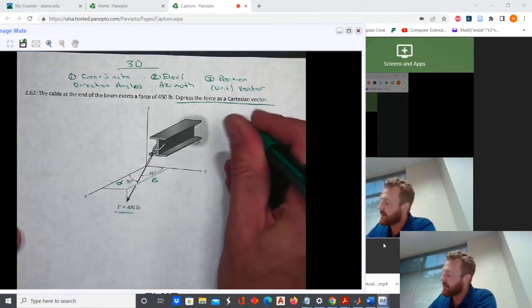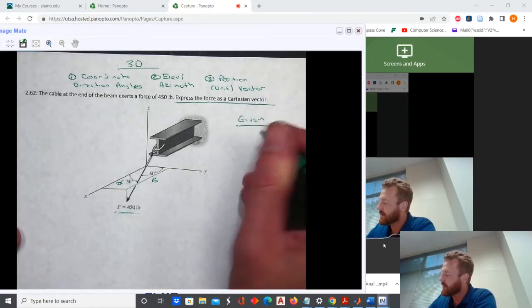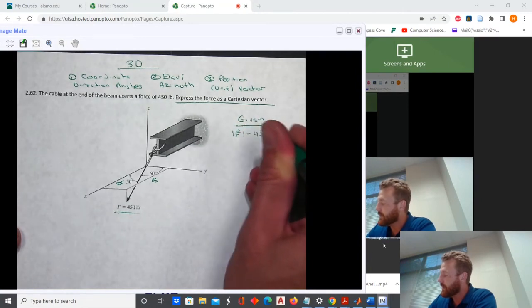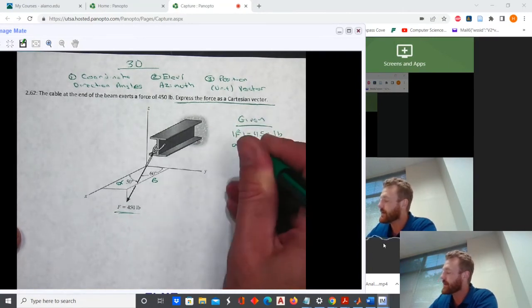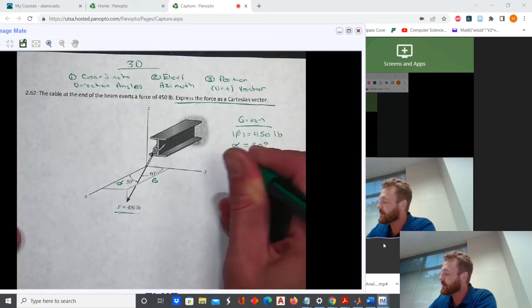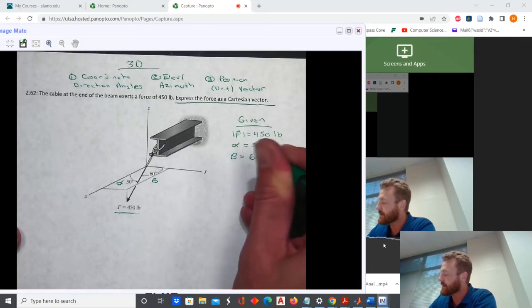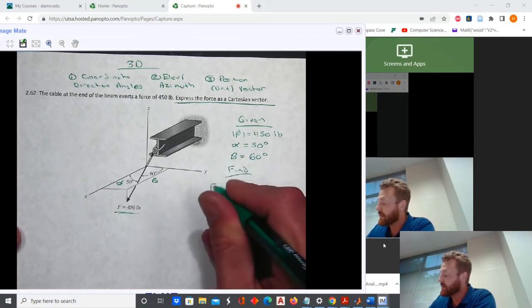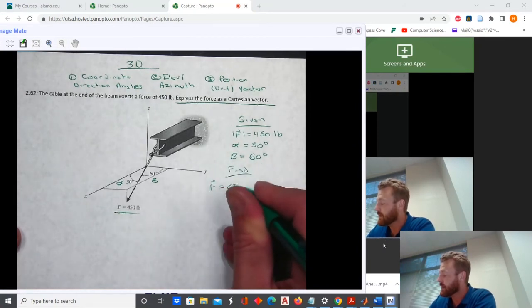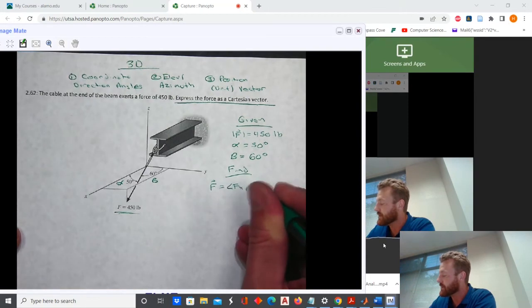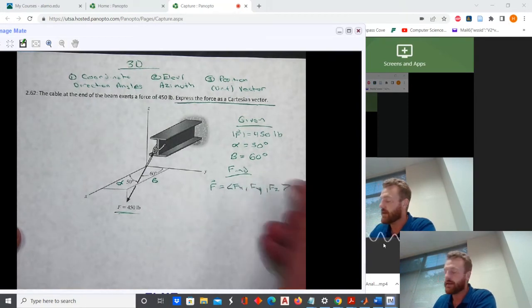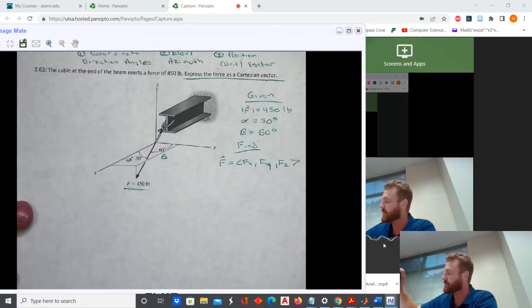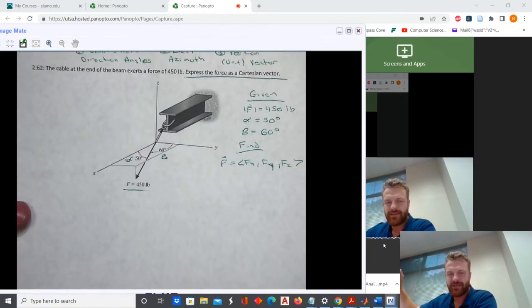So really, what this problem boils down to is, if we're given that the magnitude of this vector is 450 pounds, that the coordinate direction angle for the x-axis is 50 degrees, and for the y-axis is 60 degrees, what we ultimately want to do is write this vector in Cartesian form, which means decomposing it into x, y, and z components. But in order to do this, we're going to need to find gamma. So the first question is, how do you actually find gamma?